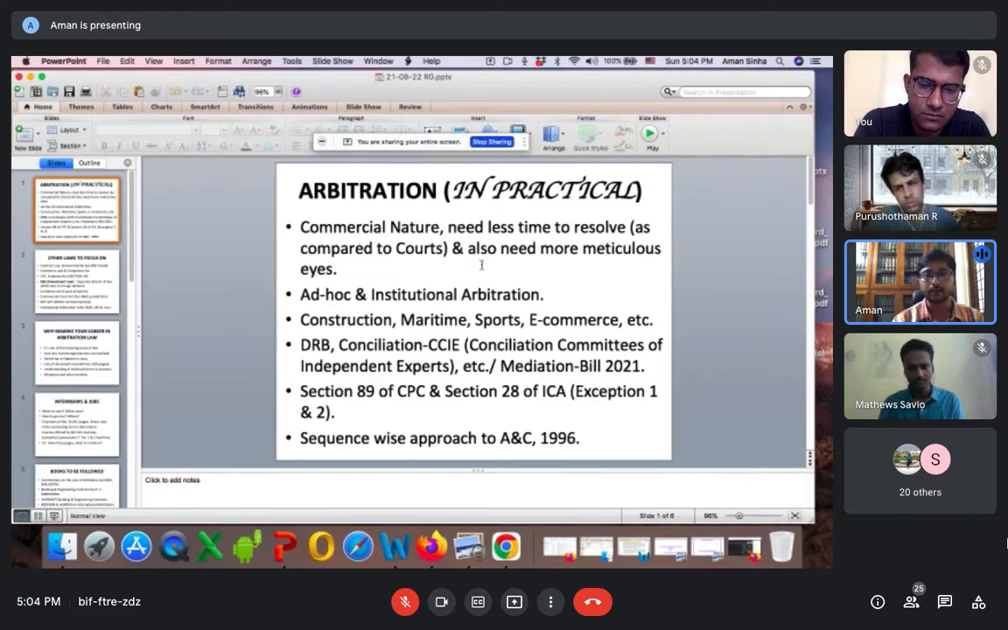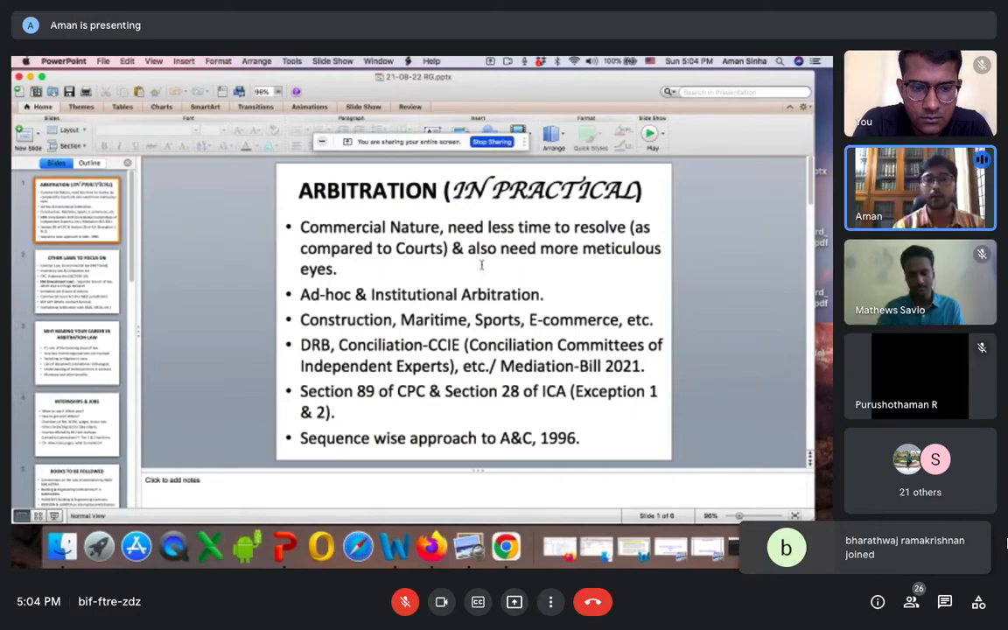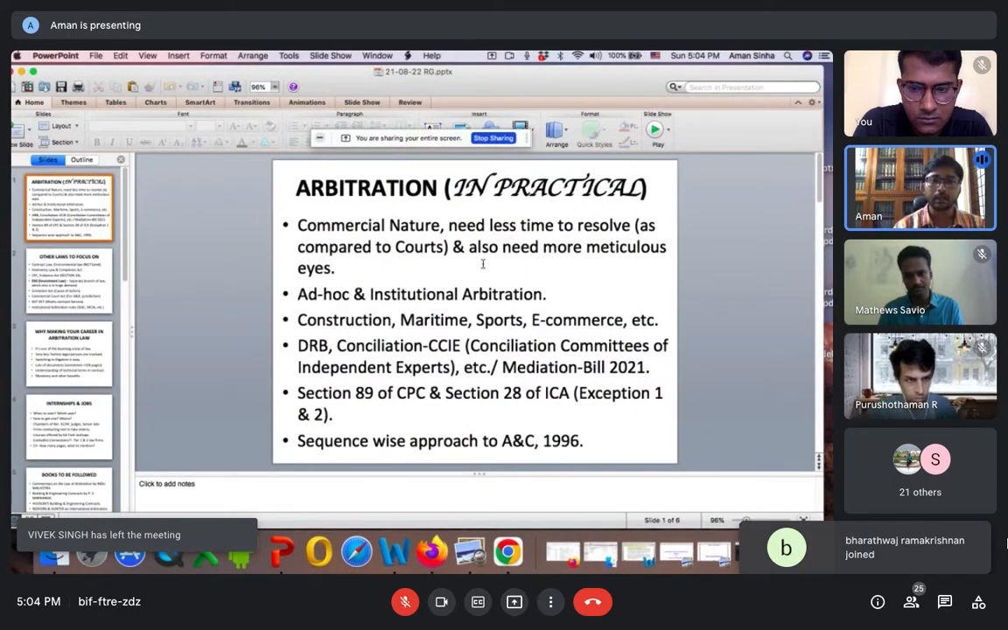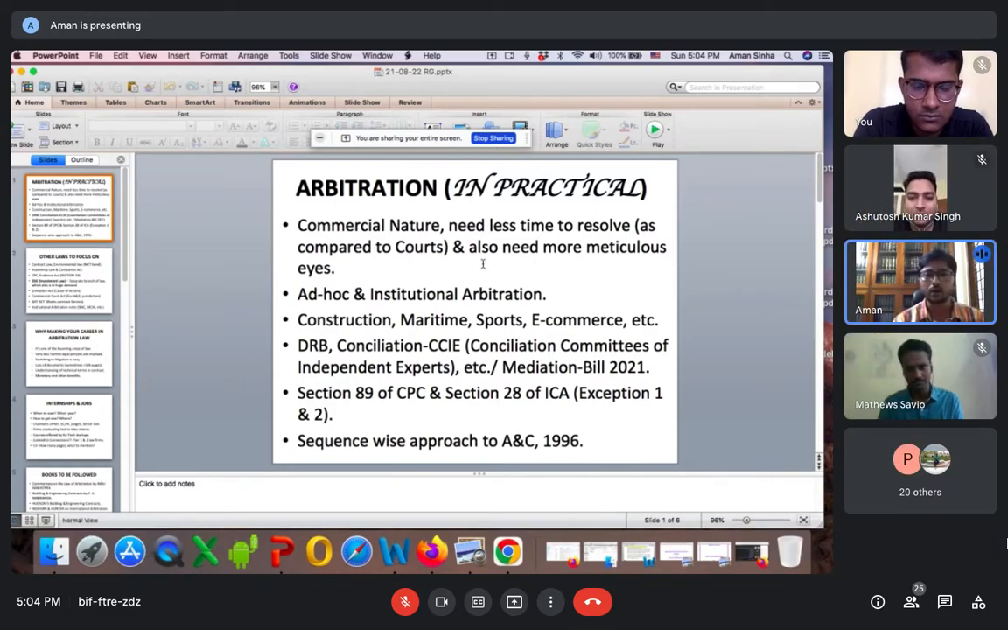So what is ad hoc and what is institutional arbitration? Ad hoc usually attracts the Arbitration and Conciliation Act 1996 of India. When the parties appoint an arbitrator, who are usually retired judges or technical engineers, when they nominate, it is called ad hoc in that sense. Institutional arbitration is like when we go for SIAC, the Singapore International Arbitration Centre, or say the Mumbai Centre for International Arbitration. They have their own rules and procedure, and they do the administrative things. So these are institutional arbitration.